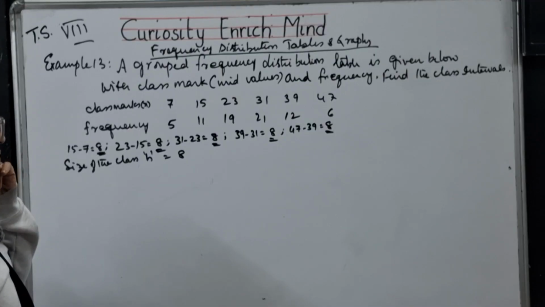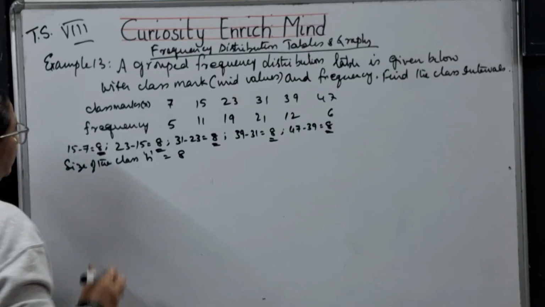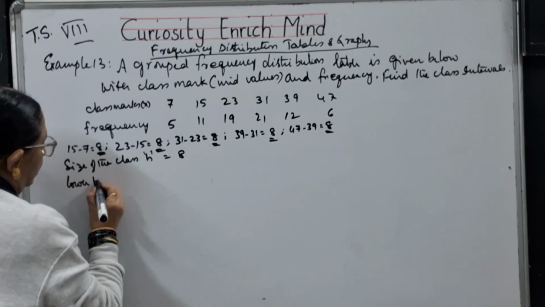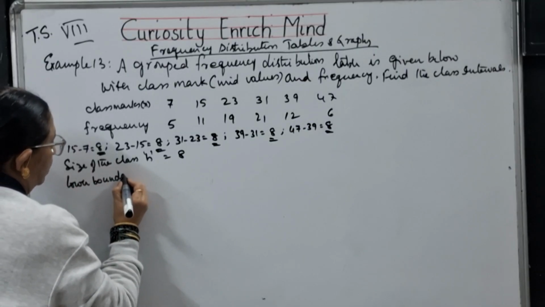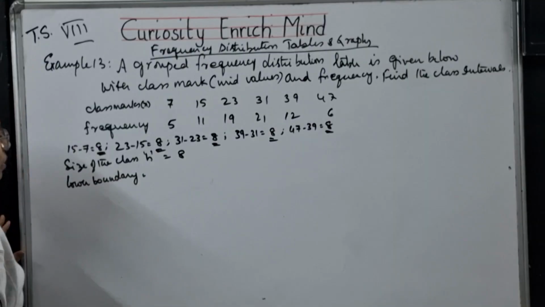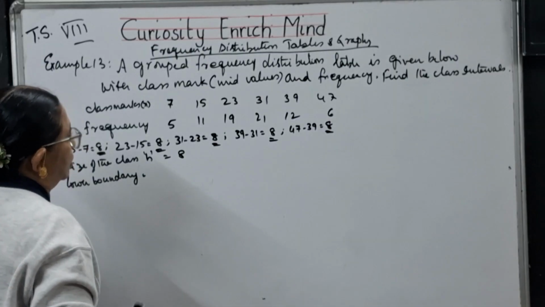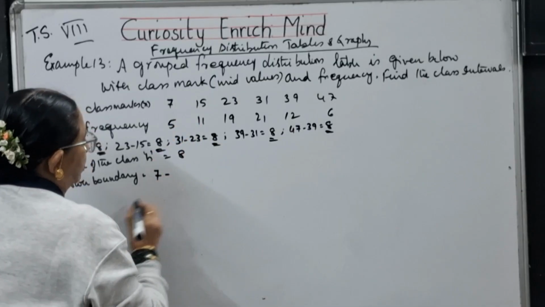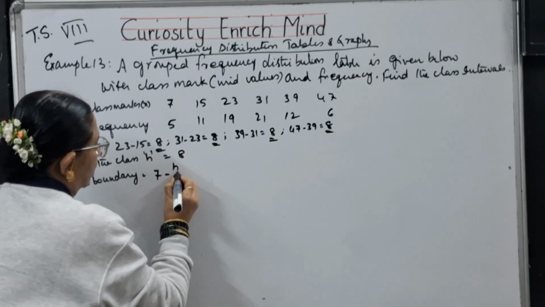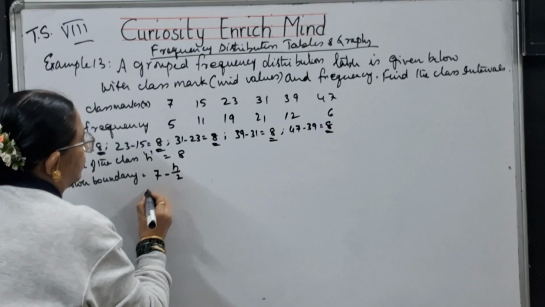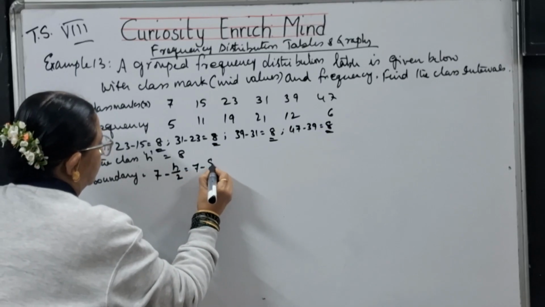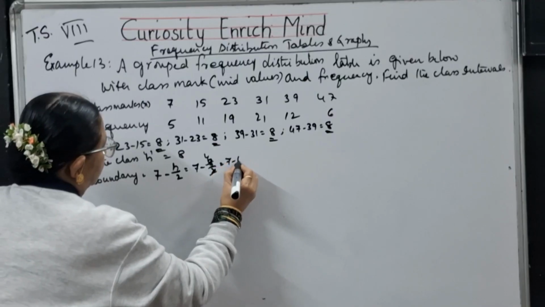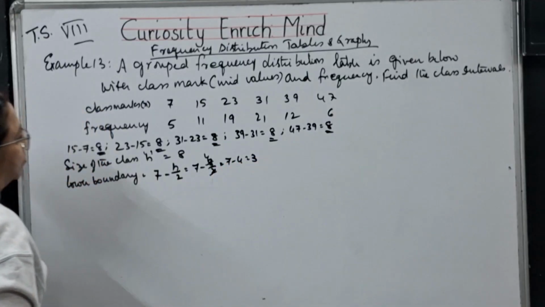After knowing this h value, you want class intervals. A class interval has a lower boundary and an upper boundary. So how will you get the lower boundary? You will get the lower boundary by taking this value 7 minus h by 2. That means 7 minus 8 by 2. 2 fours are 8, so 7 minus 4, that is 3.